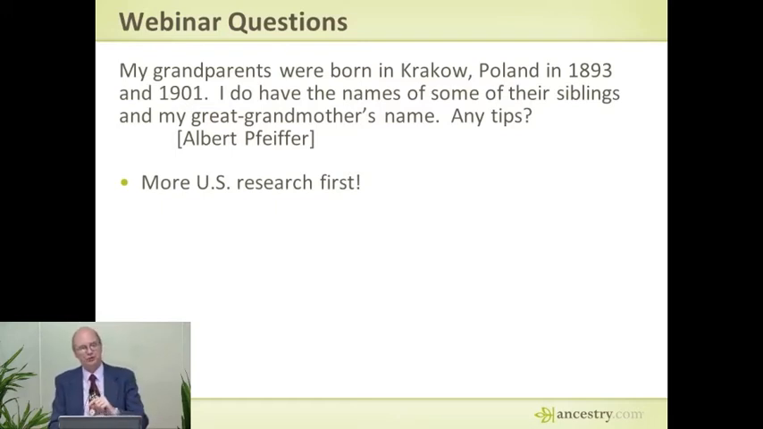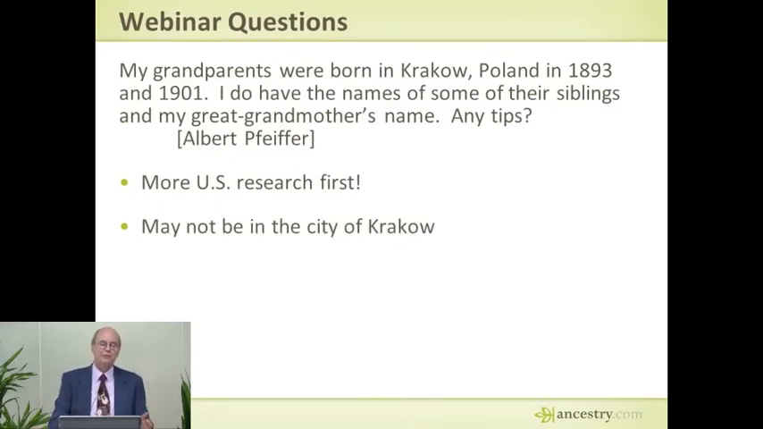Again, it's a case of maybe wanting to jump in the ocean a little too quick. Okay? I'm not quite sure what your objective is and what tips you want, but make sure you've nailed down everything about them. Make sure you have specific names. That's because they may not have been actually born in the city of Krakow. Krakow was one of the major cities in Poland, and most immigrants who came to North America or went to other countries did not come from major cities. They came from the rural areas.